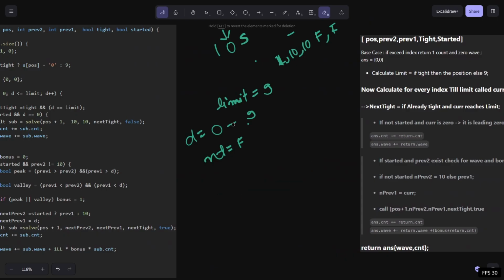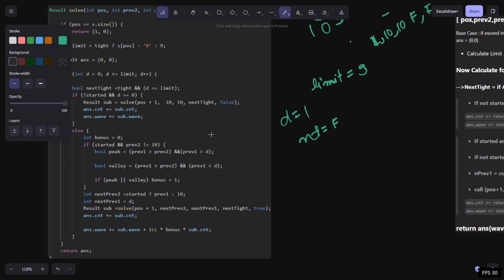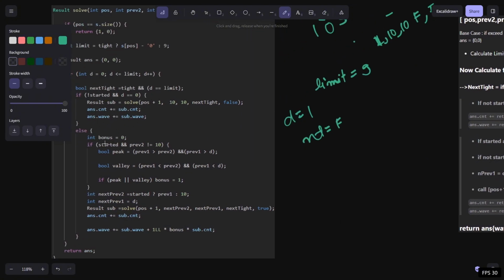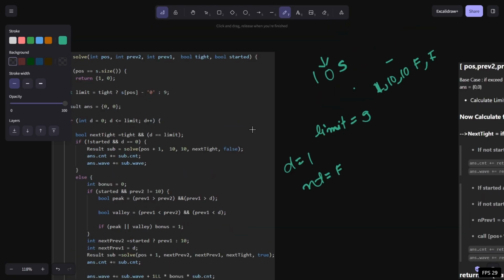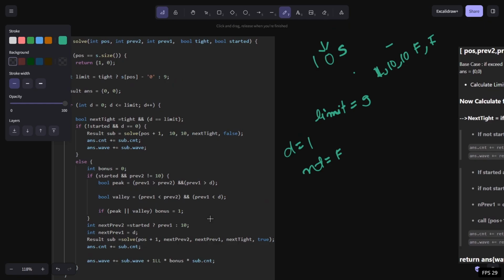And for d equal to 1, next at is false. Has it started? No, it hasn't started yet. So next previous two is going to become false. Next previous one is going to become current, that is d equal to 1. And we are going to call next to 1 10 false, that is 10 to 1 10 false and true, because we have started, because we got next previous equal to 1.